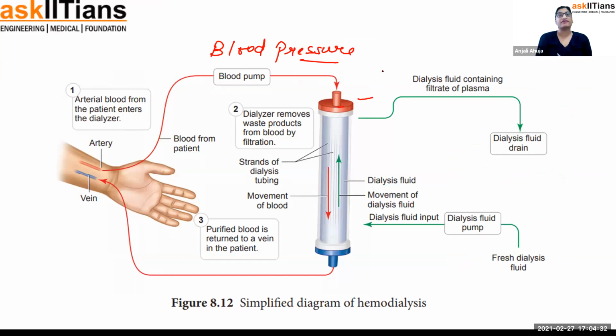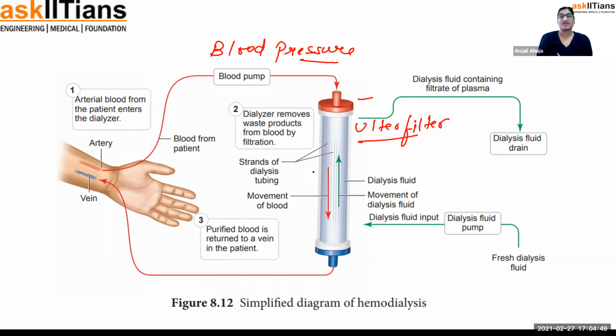Into this machine that we call a dialyzing machine, this dialyzer actually has an ultrafilter. Like in the kidney, I told you ultrafiltration happens. Here also ultrafilters are present. The dialyzer, which is an ultrafilter, removes waste products from blood by filtration, by ultrafiltration.